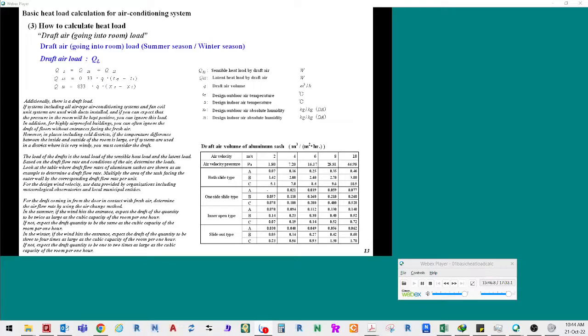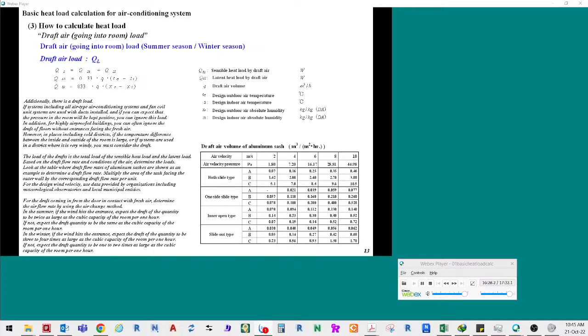The load of the drafts is the total load of the sensible heat load and the latent load. Based on the draft flow rate and conditions of the air, determine the loads. Look at the table where draft flow rates of aluminum sashes are shown as an example to determine a draft flow rate. Multiply the area of the sash facing the outer wall by the corresponding draft flow rate per unit. For the design wind velocity, use data provided by organizations including meteorological observatories and local municipal entities.